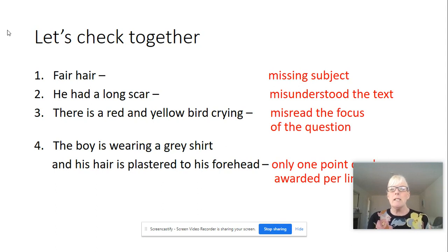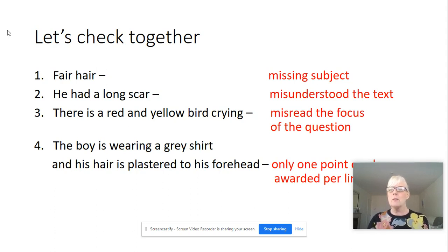There is a red and yellow bird crying. So this student has not read the focus of the question. We've misread the focus of the question, and this is nothing to do with the boy and therefore is incorrect. The boy is wearing a grey shirt and his hair is plastered to his forehead. Lovely. We've got 2 correct pieces of information about the boy. However, they are listed in 1 line, and so therefore only 1 point will be awarded. So I hope that you managed to pick out all of those mistakes, and they're not mistakes that you made.